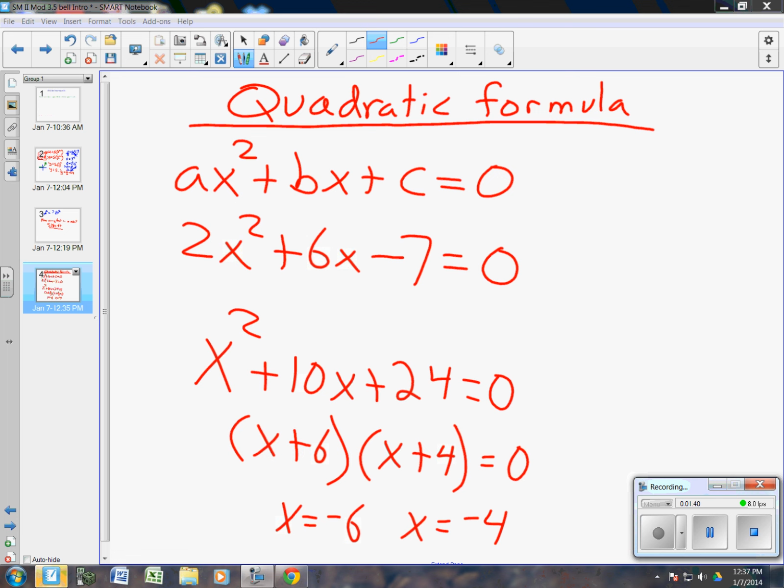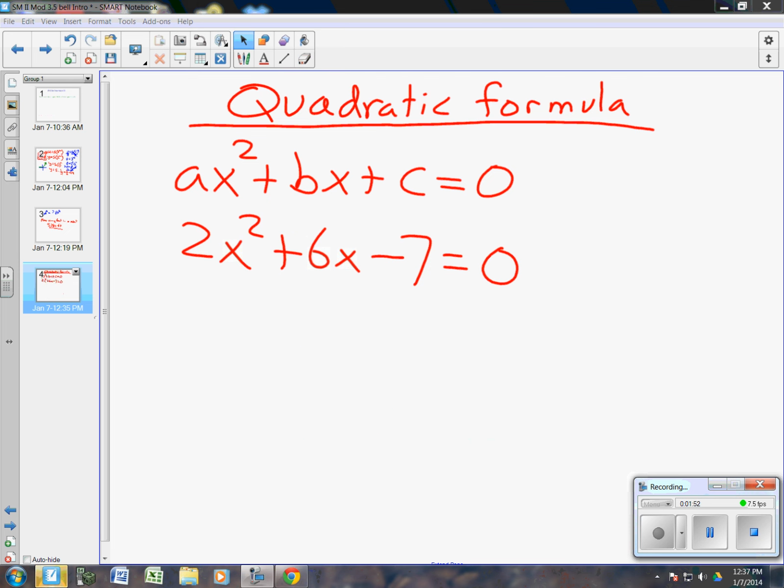Do you remember doing this before Christmas? We did that before Christmas. Okay? So that's called solving a quadratic equation by factoring. Well, guess what? Not all equations can be solved by factoring. Okay? Not all quadratic equations can be solved by graphing. We also learned how to do them by graphing.